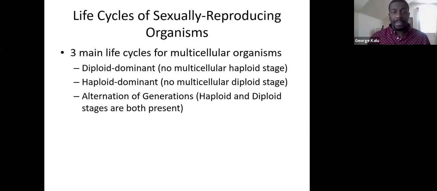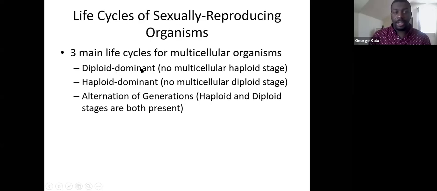So when we're looking at different types of organisms, there are 3 different types of life cycles that we're going to be seeing when we're looking at multicellular organisms. At this point, we're not looking at prokaryotes. We're just looking at eukaryotes and different types of eukaryotes here. So there are 3 different types of life cycles.